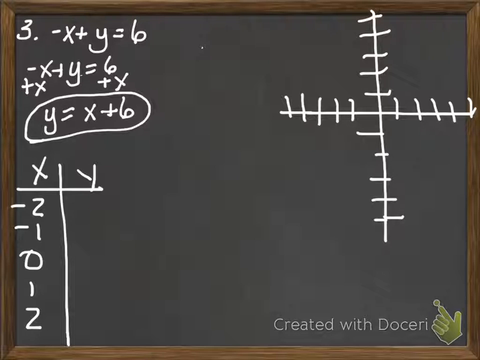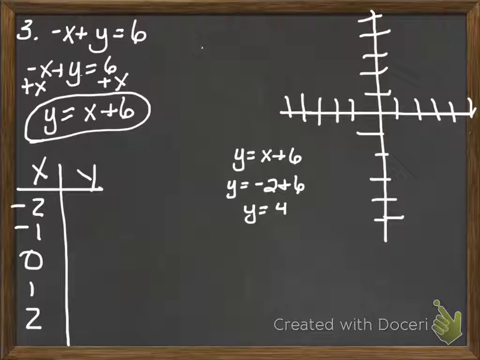And so I'm going to go ahead and write that down here in the corner. Y equals x plus 6. All right, and now I'm just going to go ahead and plug in the numbers that I chose for x right away so I can get started. So I have y equals -2 plus 6, so y equals 4.